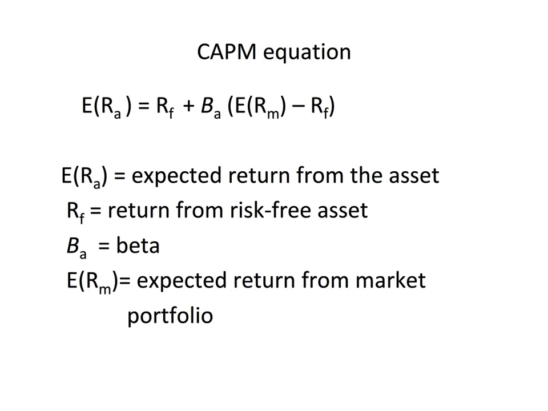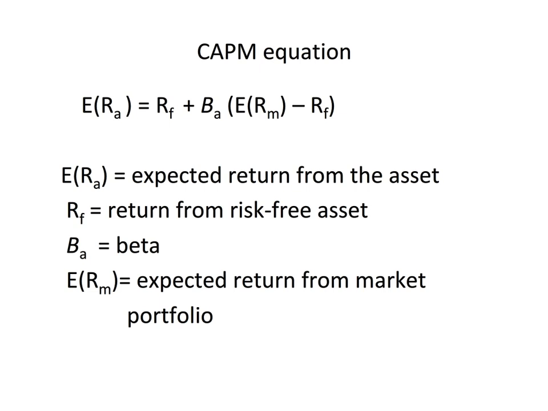This is the security market line that results from CAPM, and it relates the expected returns on an asset to the risk-free rate and the expected return on the market portfolio. You see this relationship given in this equation: the expected return on an asset, any asset RA, on the left-hand side, equals a risk-free rate plus beta, the measure of risk, times the difference between the expected return on the market minus the risk-free rate.